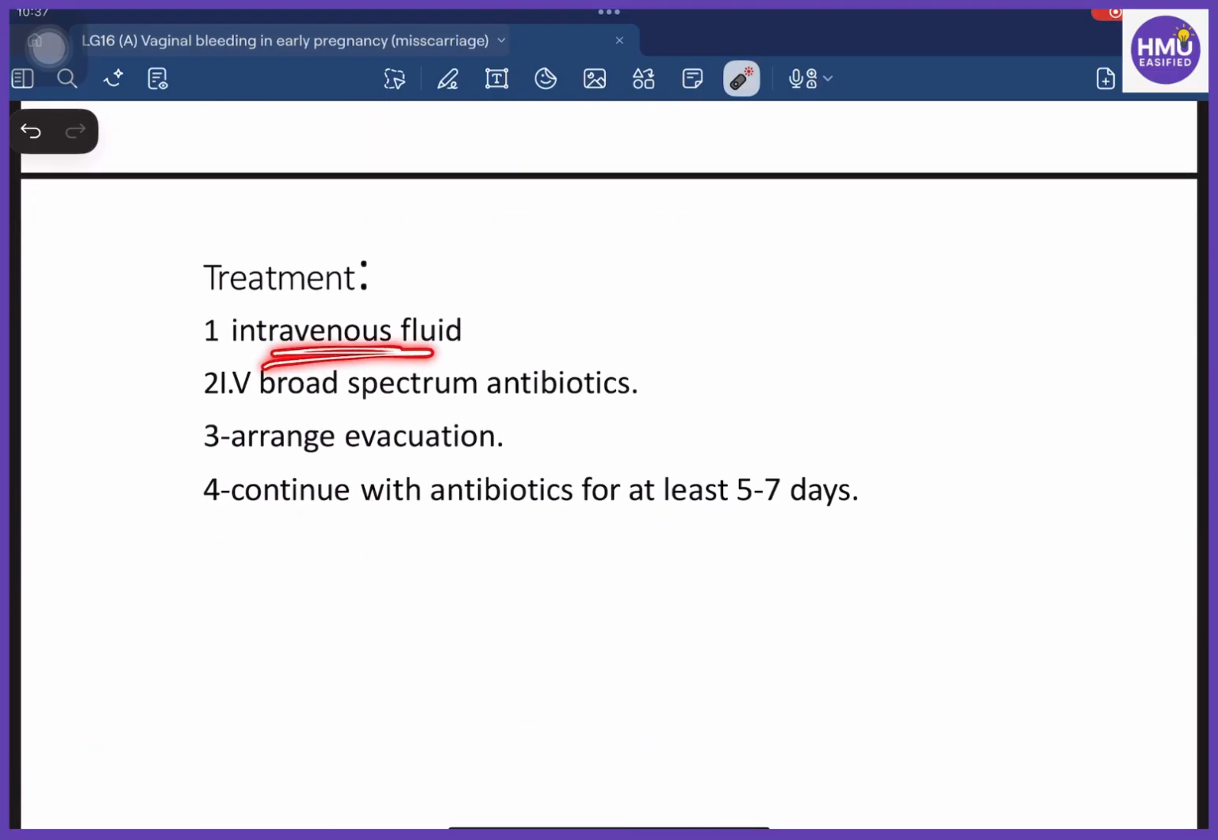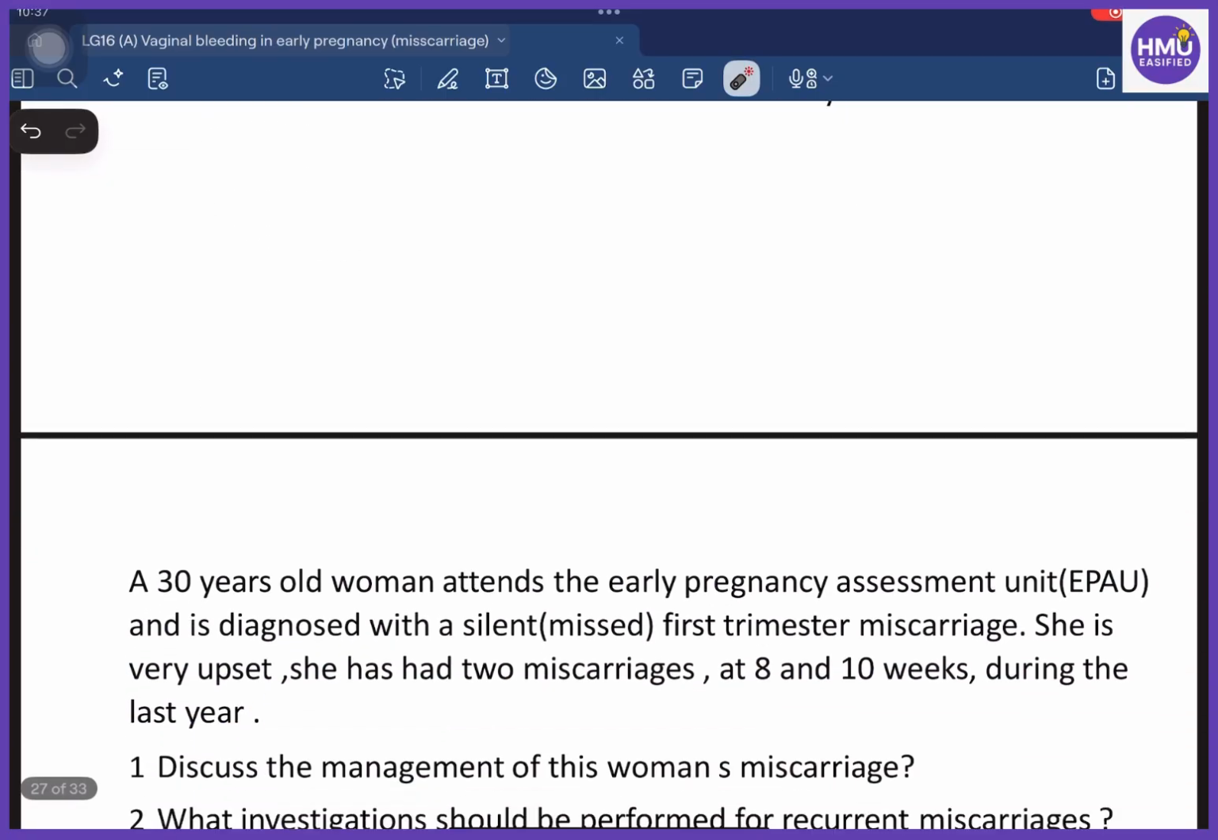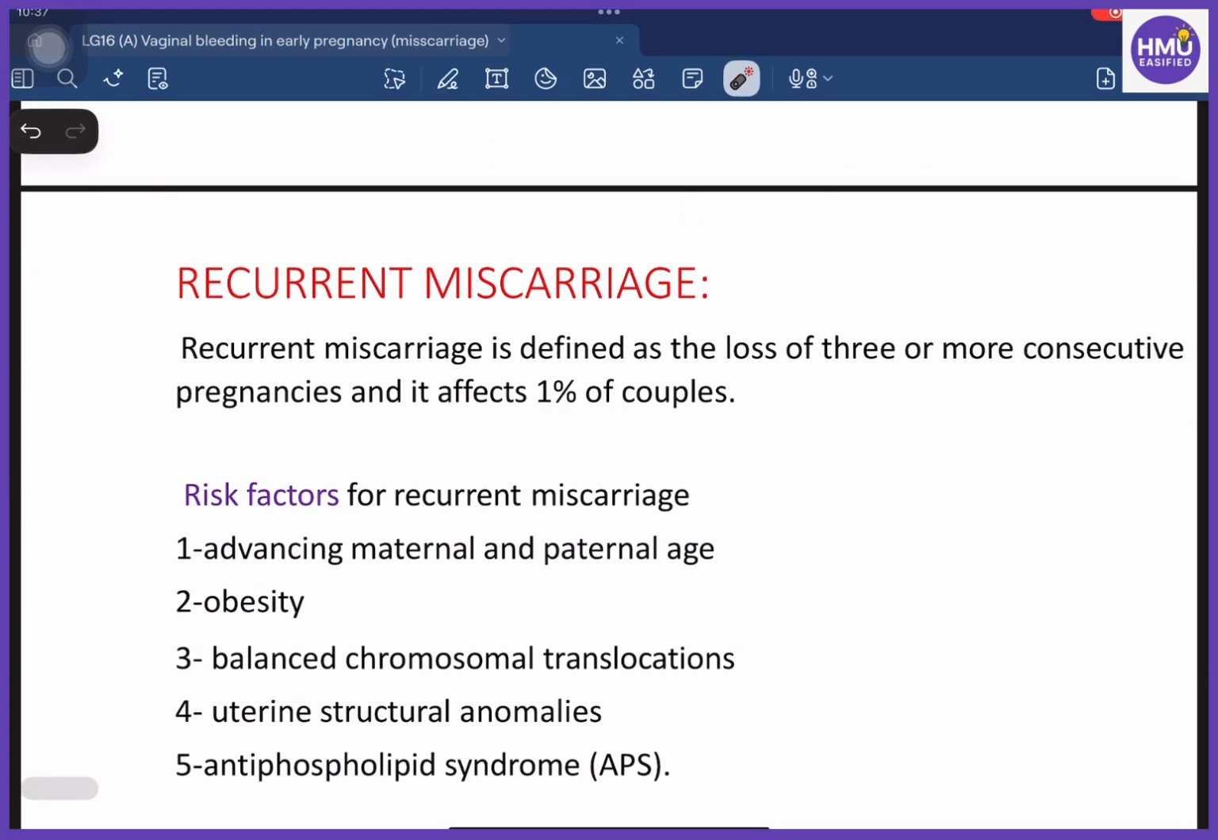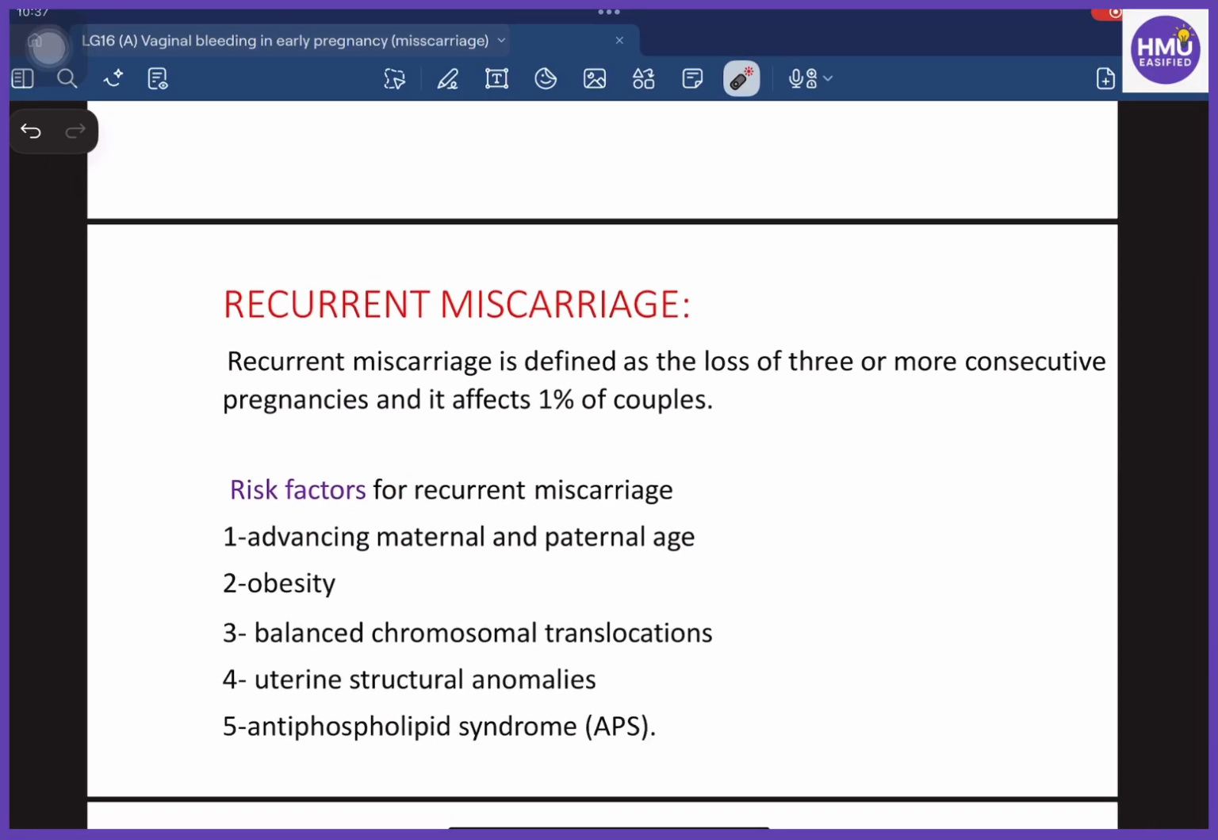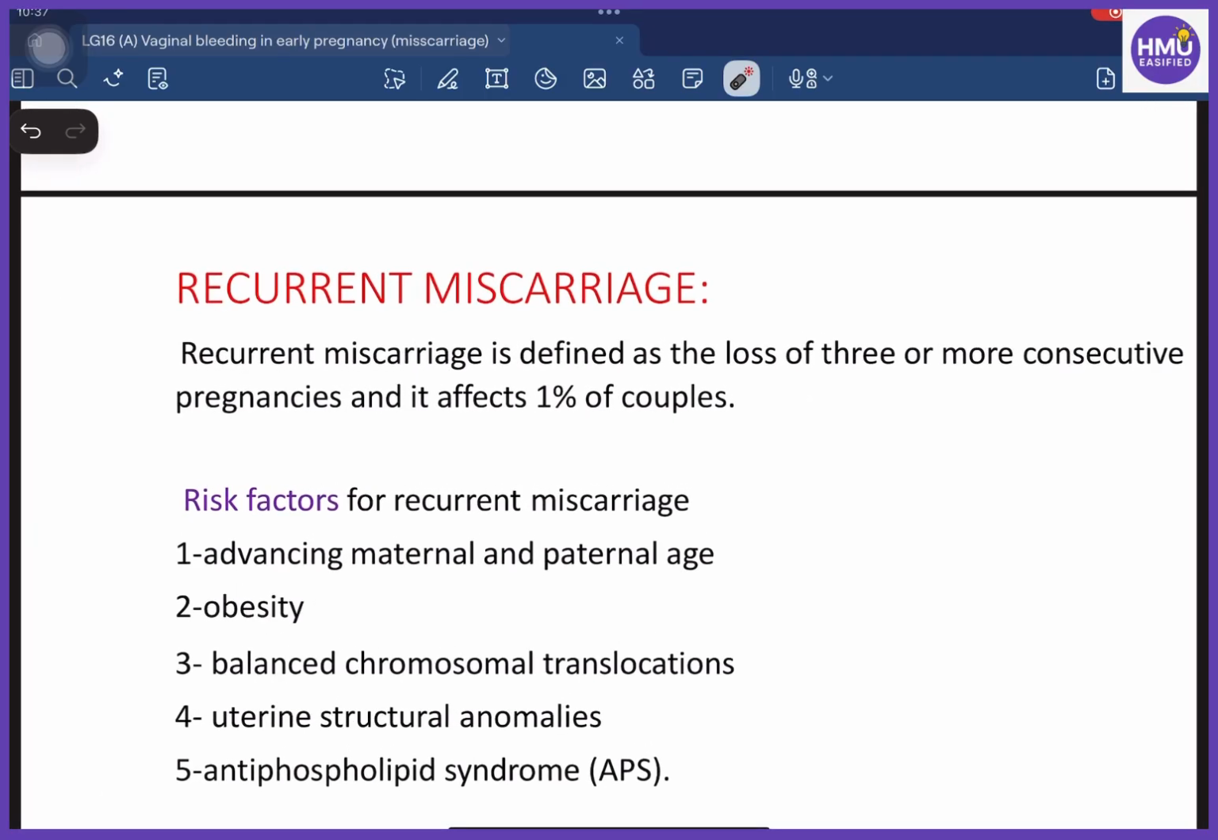Treatment: intravenous fluid to treat hypotension. That's why we should optimize blood flow for the organs, and IV broad spectrum antibiotics, and evacuation, and continue antibiotics for at least 5 to 7 days. Then we have recurrent miscarriage. What is recurrent miscarriage? It's defined as the loss of 3 or more consecutive pregnancies.